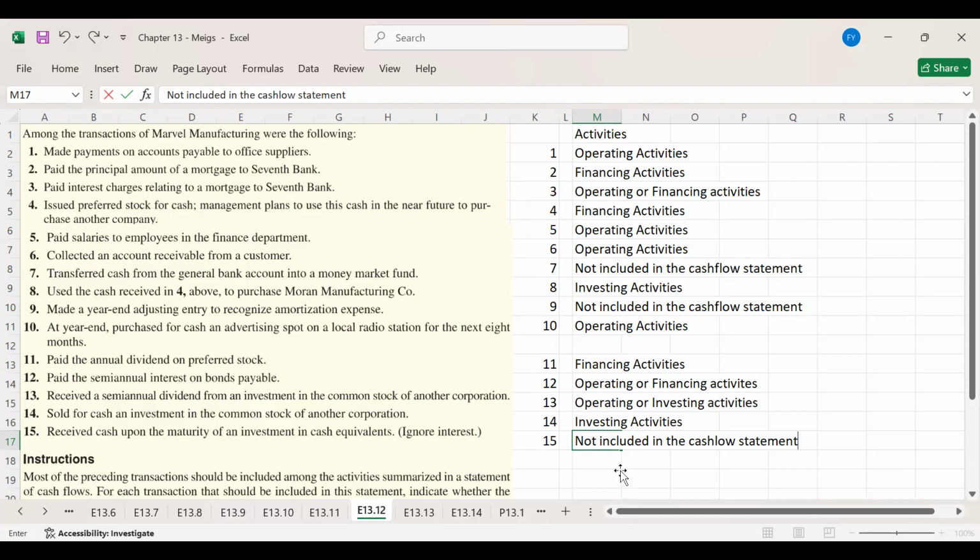We have discussed in very much detail the three different activities and their classifications, and that's it from this lecture. Take care, class.